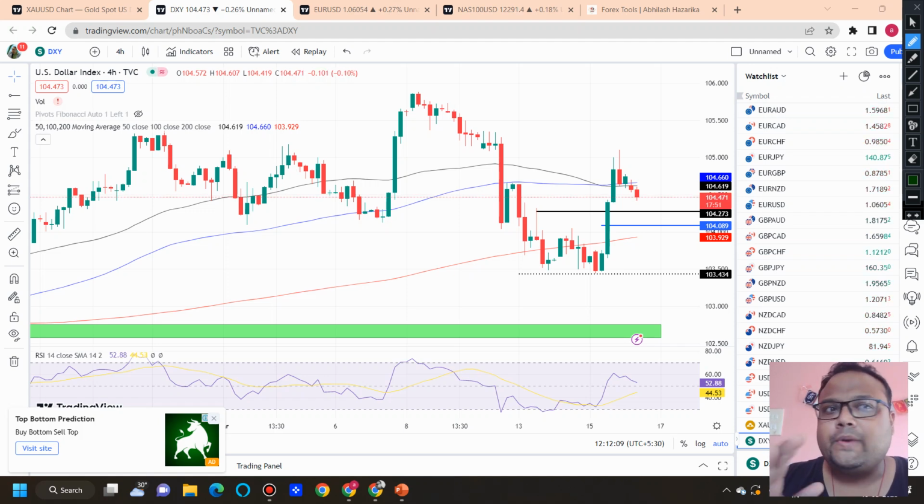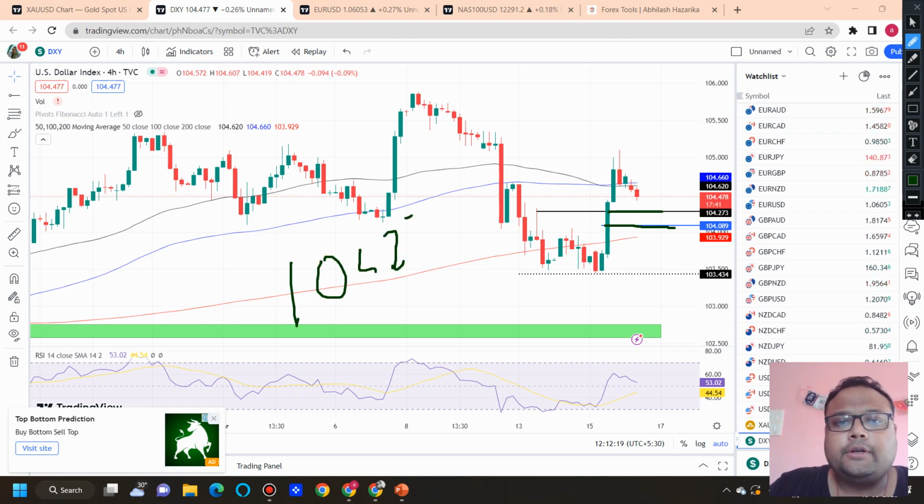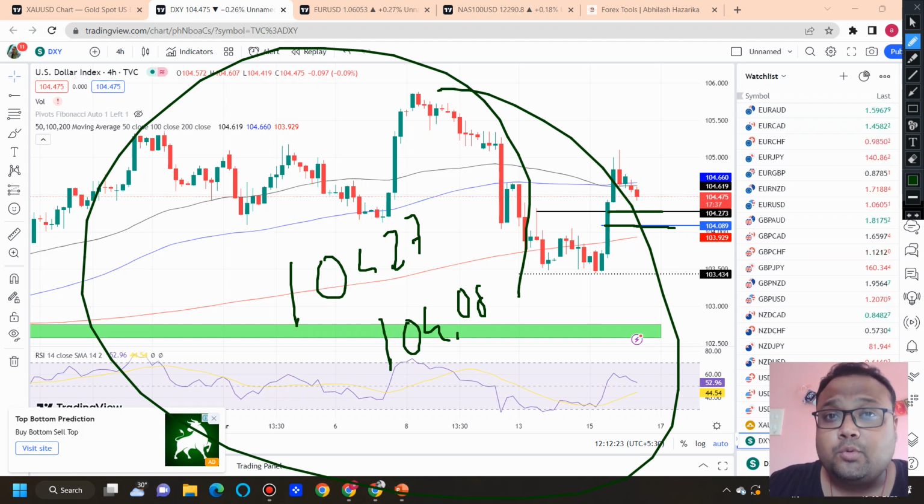So before news, we can expect that DXY, if the correction continues, will take support around 104.27 and 104.08. These are the two levels where we can expect DXY to take support before news. After news, nobody knows what will happen to the market.